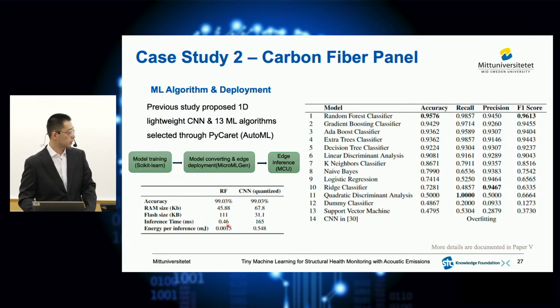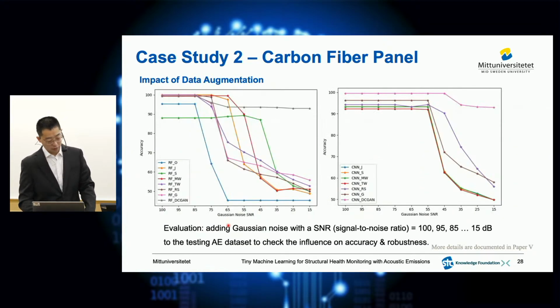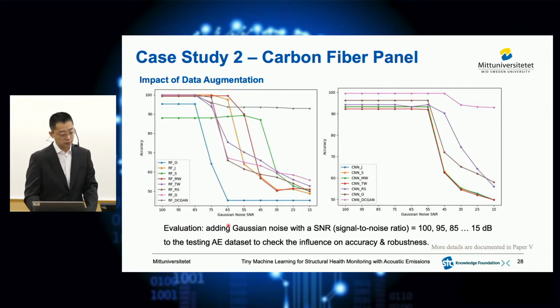From this table, we could say random forest is kind of the best, but is it really the best one? We also did some investigations for the impact of data augmentation. We could see the figures here. We try to evaluate the robustness of the model and of the model with data augmentation. There are two methods here. The left is the random forest, and the right is the CNN model.